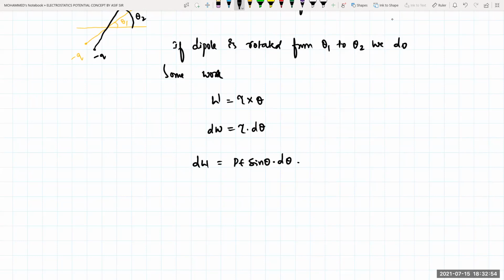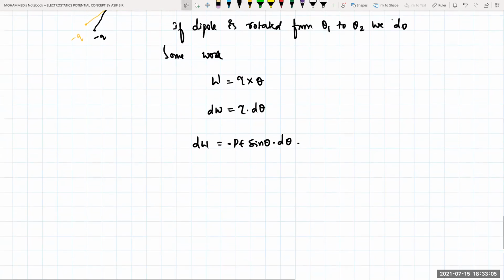When you're doing external work against the electric force, it will be negative. Work done due to the electric field will be negative. So dW will be equal to minus PE times the integral of sin theta d theta, from theta 1 to theta 2.